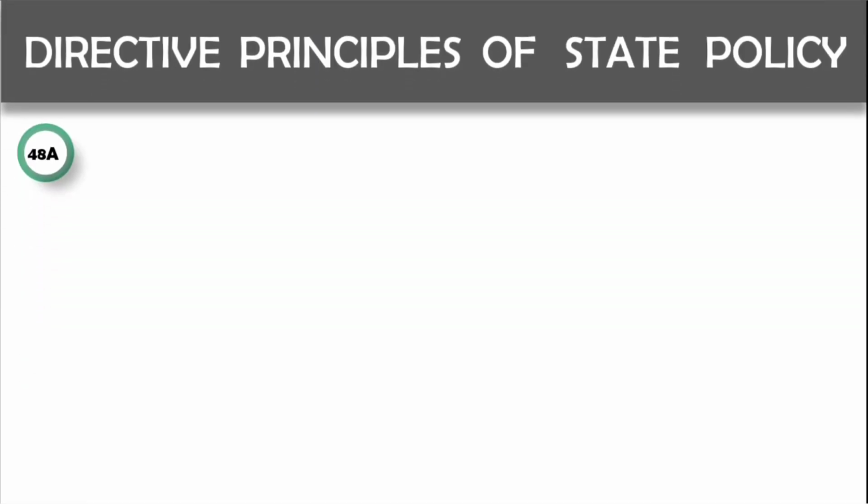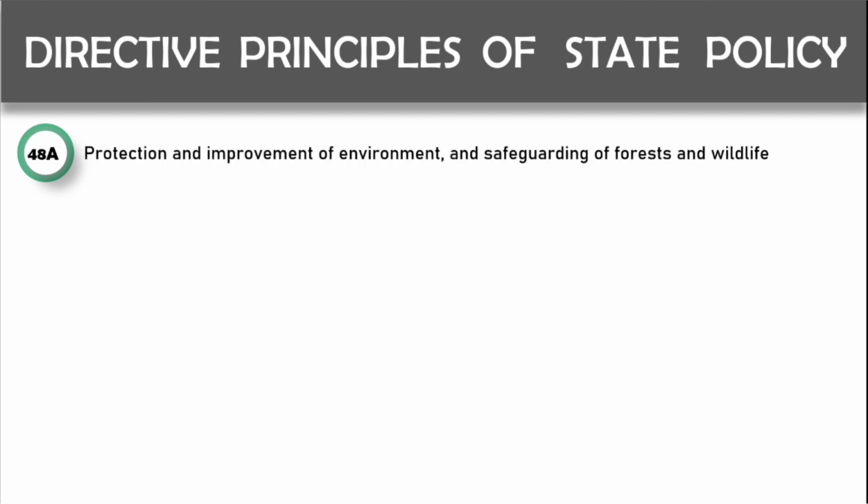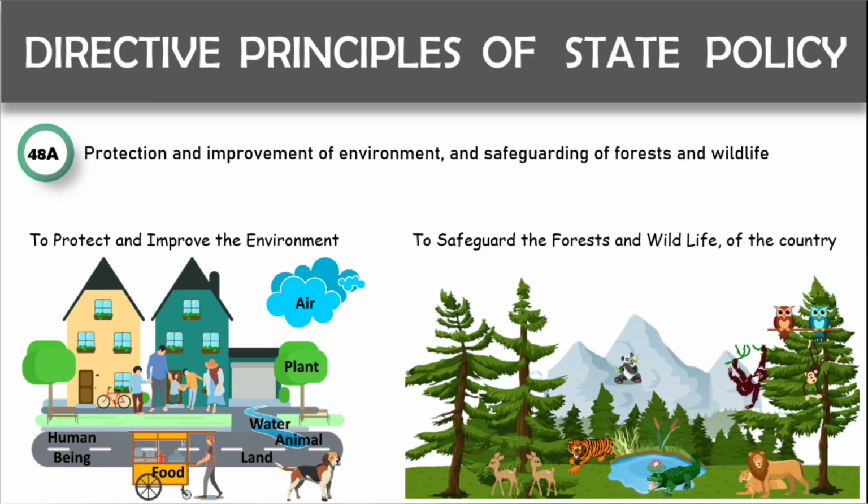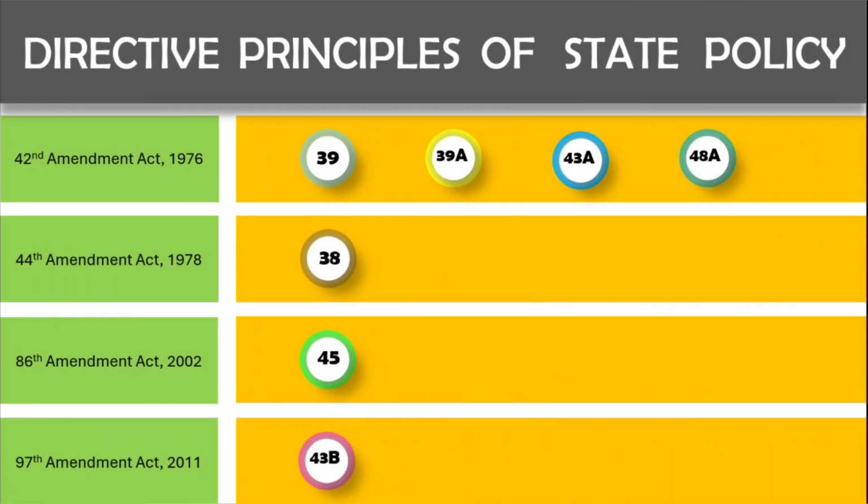The next amendment was made in Article 48A. This article was also not part of the Indian Constitution earlier. Article 48A is about protection and improvement of the environment and safeguarding of forest and wildlife. Simply, with the inclusion of this article, the state has been given the responsibility to protect and improve the environment and also to safeguard the forest and wildlife of the country. So these were the 4 amendments made in DPSP by the 42nd Amendment Act of 1976.